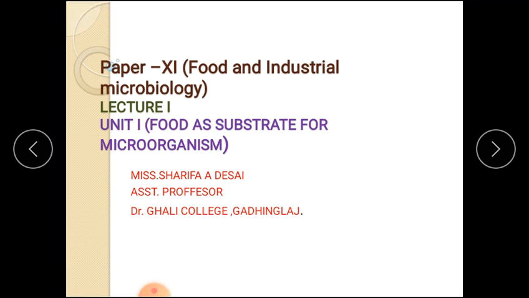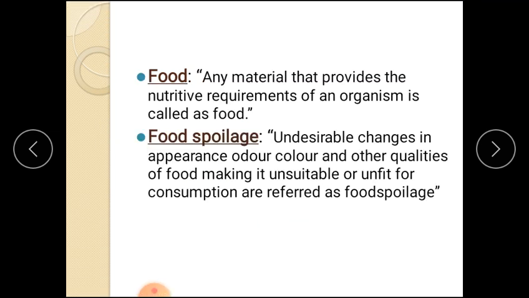Now before going to the topic, we will study what we mean by food. Any material that provides the nutritive requirement of an organism is called food. So the food which the organism is given or we eat should be nutritionally good, so it should be nutritive, and that is called food.